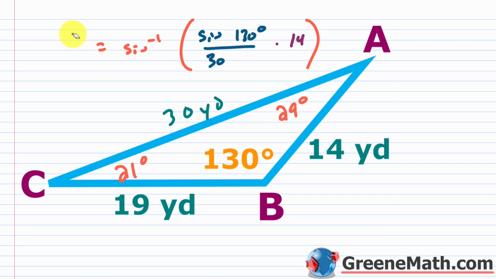So you could just change this to A, and then instead of 14, you would use 19. So let's put this in here. And I'm just going to key this into the calculator with you. And you're going to see when you round to the nearest tenth, you're going to get about 29 degrees here.